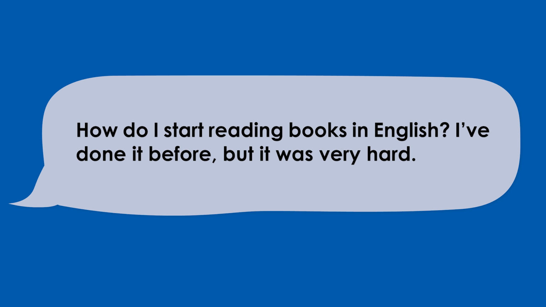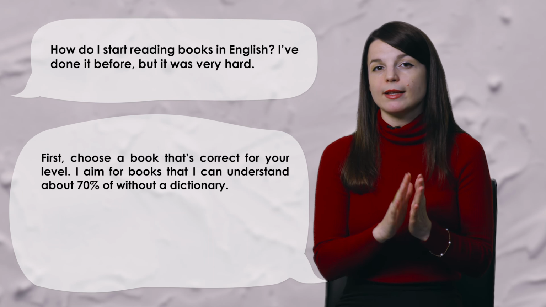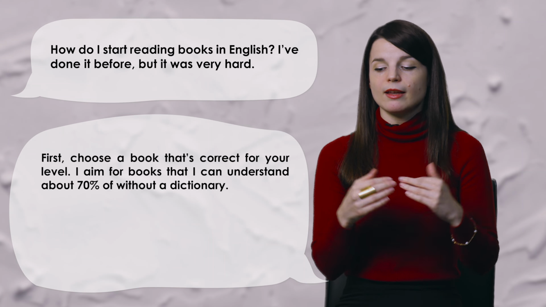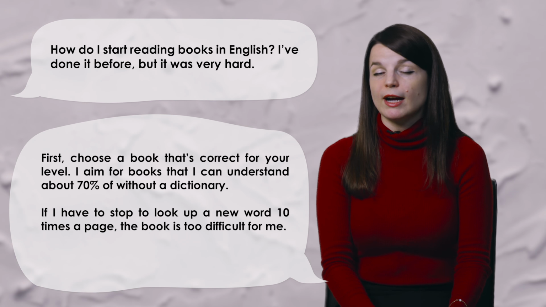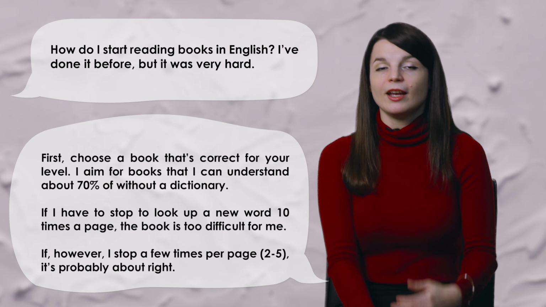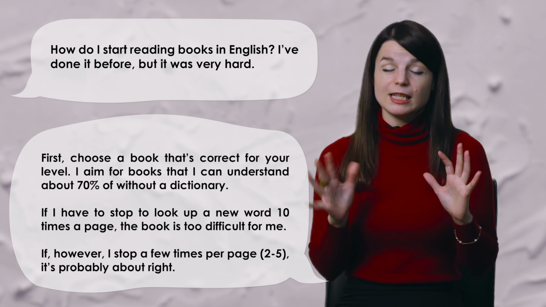Next question comes from Natalia. Hi, Natalia. Natalia says, how do I start reading books in English? I've done it before, but it's very hard. Okay, first I would say choose a book that's correct for your level. In my case, I aim for books that are about 70% understandable. That means if I'm trying to read the book and I have to stop to find a new word like 10 times a page, the book is too difficult for me. If I have to stop maybe 3 or 4 times a page max, then that seems to be about right for me.